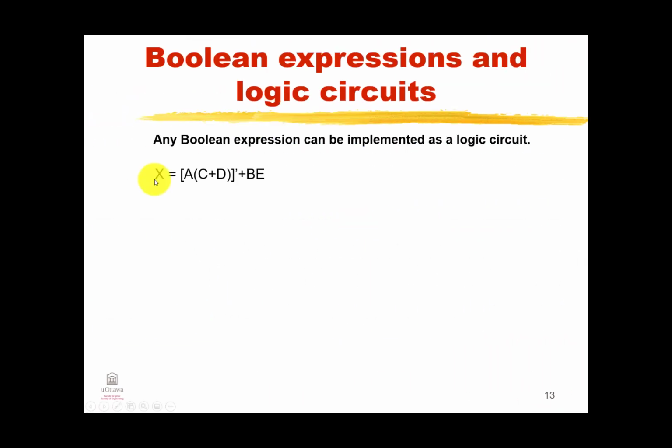Okay. As a matter of fact, guys, any Boolean expression can be implemented with the three basic logic gates, which are the AND, the OR, and the NOT. Let's take a look at this example. We have function X. This function basically has 5 inputs. But how are we going to implement it with a logic circuit?